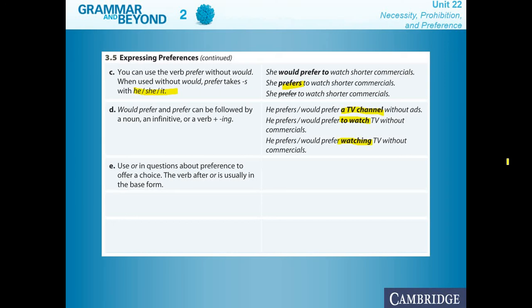Use or in questions about preference to offer a choice. The verb or is usually in the base form. So over here we have this example. Would you like to go out or stay home?